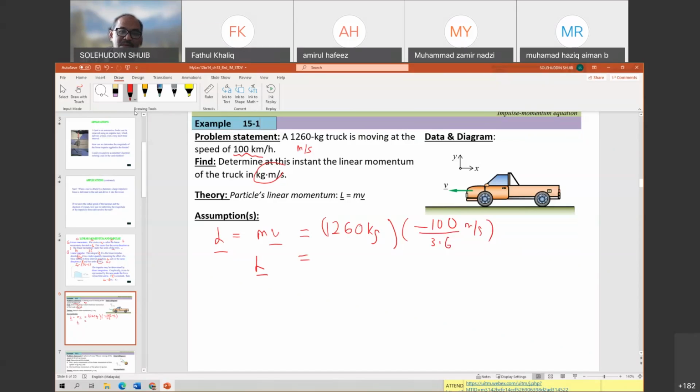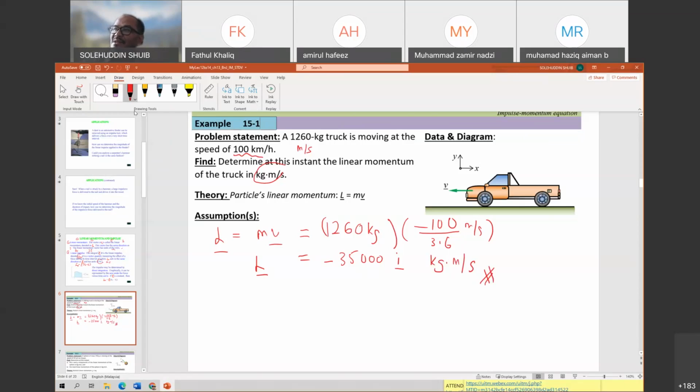What would be the calculation? Minus 35,000. How many zeros? 1, 2, 3. Which direction? I. And then don't forget the unit. The unit is kilogram times meter per second. Okay, so this is the answer.